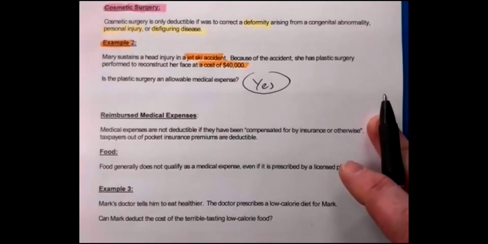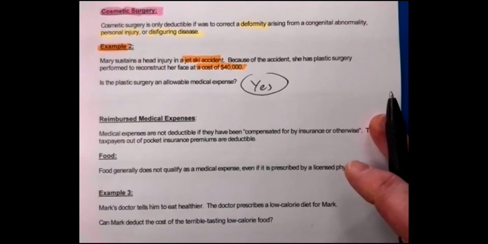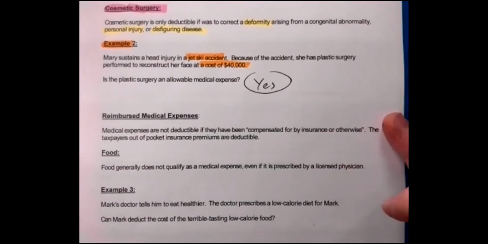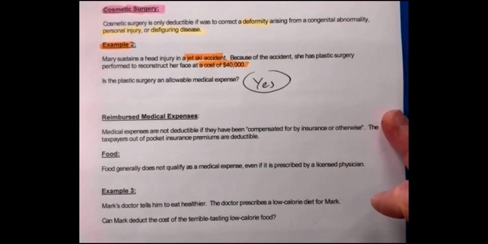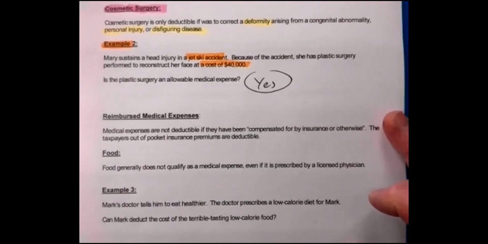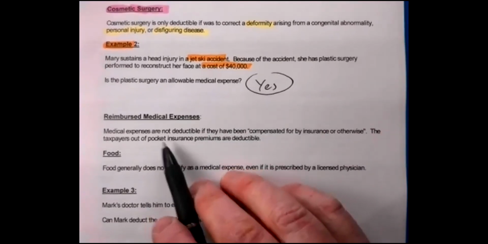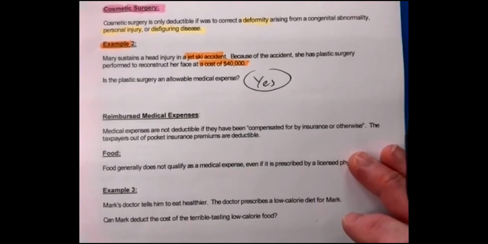Okay, reimbursed medical expenses. If you are reimbursed for the medical expenses, you cannot deduct. So if you have an employer that pays for your medical insurance, that generally comes off of your income anyways. But if it's paid by somebody else, you can't write it off. They can write it off, but you can't. So medical expenses are not deductible if they've been compensated by insurance or the like. So if somebody has paid it on your behalf, then it's not deductible. Only the out-of-pocket is where you can deduct.